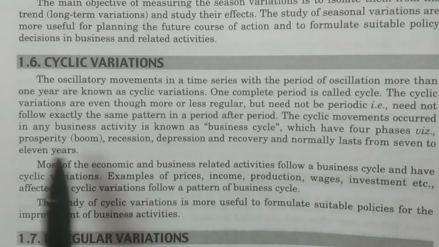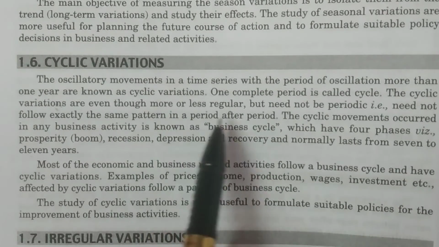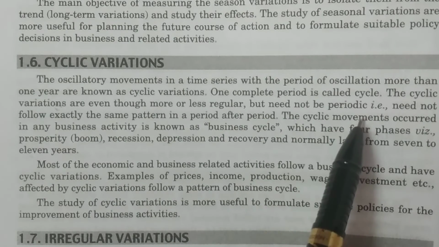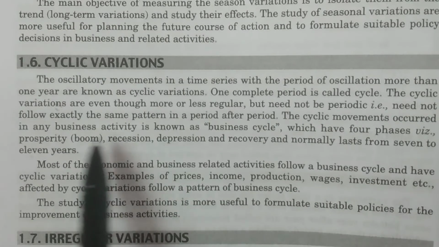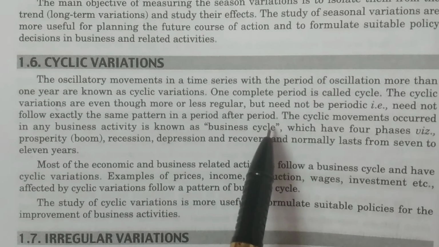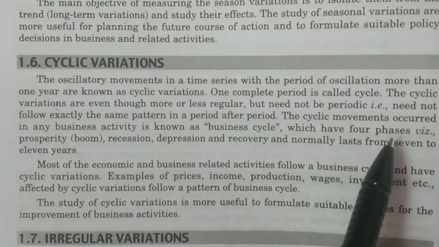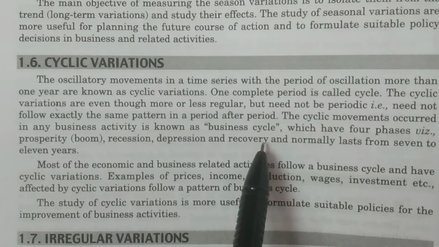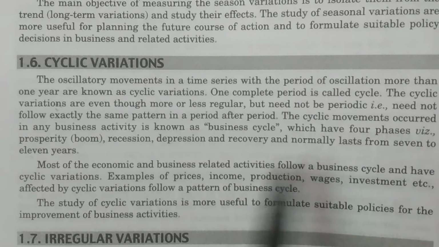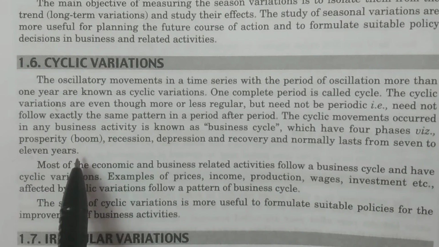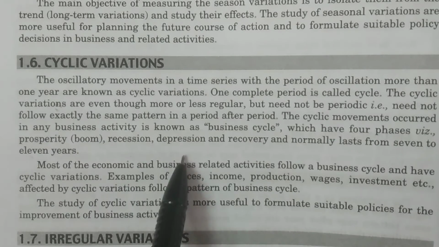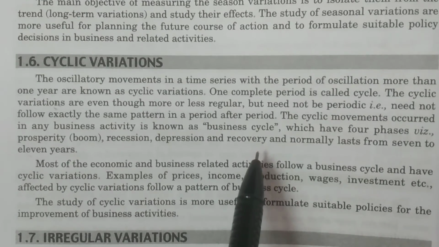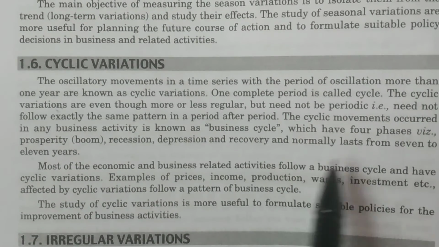So you see here, the cyclic variations are more or less regular, but not periodic. They need not follow exactly the same pattern period after period. The cyclic movements occurring in any business activity are known as the business cycle, which has 4 phases: prosperity or boom, recession, depression, and recovery, and again recovery. It normally lasts from 7 to 11 years.